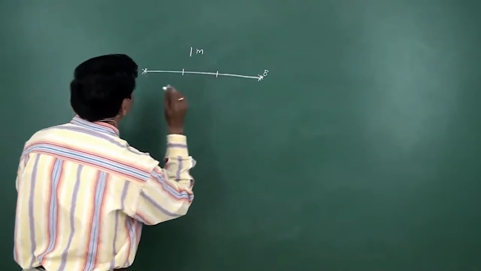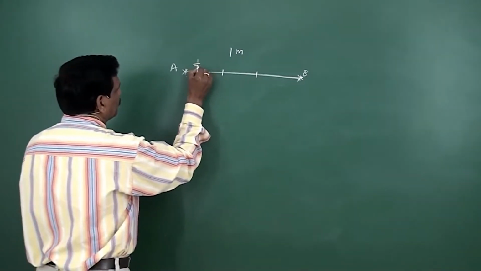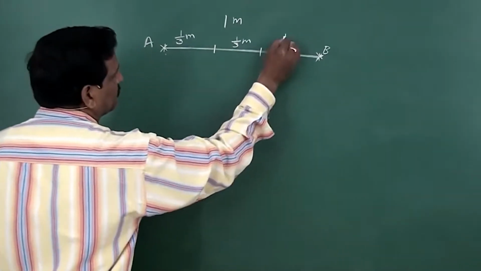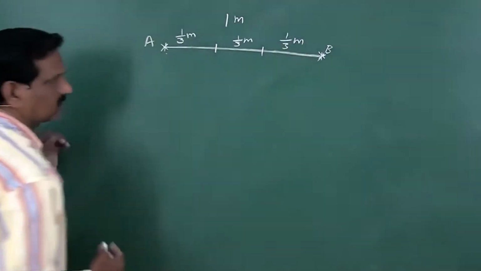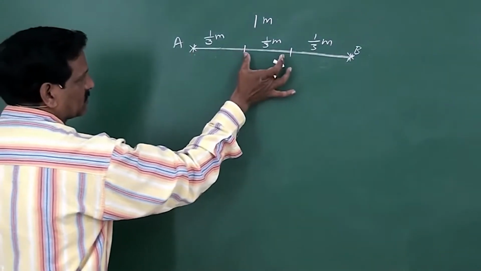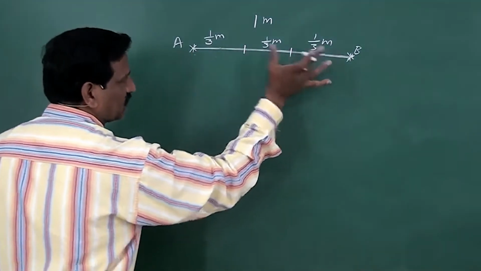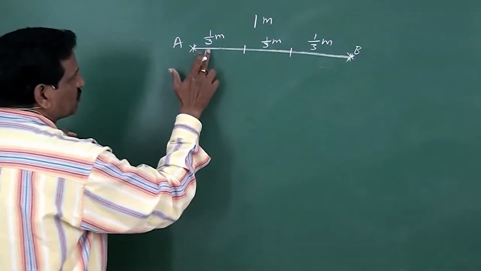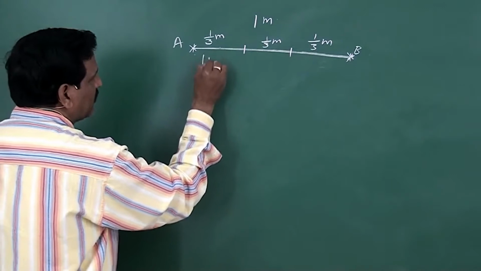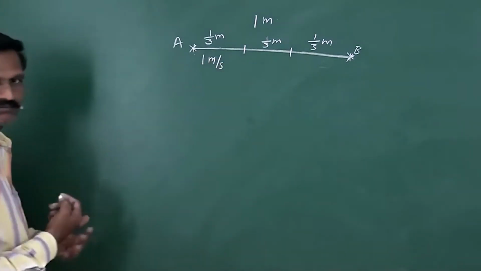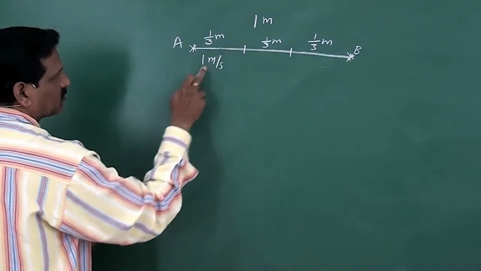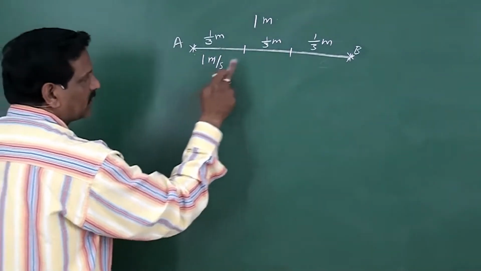3 equal parts. So this is 1 by 3 meter, this is 1 by 3 meter, this is 1 by 3 meter, like that. So this is the first 1/3, second 1/3, next 1/3. In this first 1/3 meter, the car moves with a speed of 1 meter per second. So during this part, the car moves with this speed, 1 meter per second.